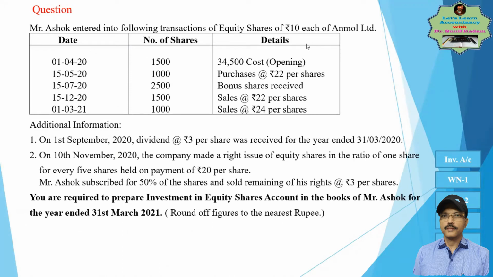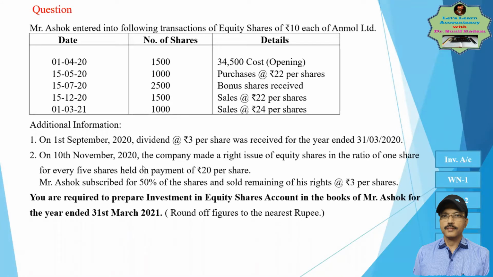Date, number of shares and details. 1st April 20, 1,500 shares and 34,500 cost, it is the opening balance. 15th May, 1,000 purchases at the rate of rupees 22 per share. 15th July, 2,500 bonus shares received. 15th December, 1,500 sales at the rate of 22 per share. 1st March, 1,000 sales at the rate of 24 per share.